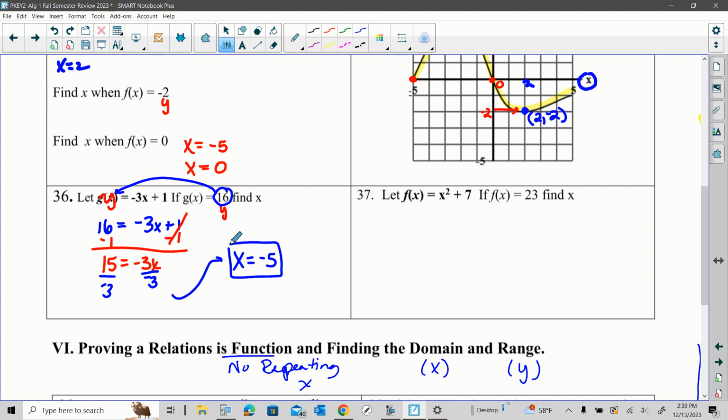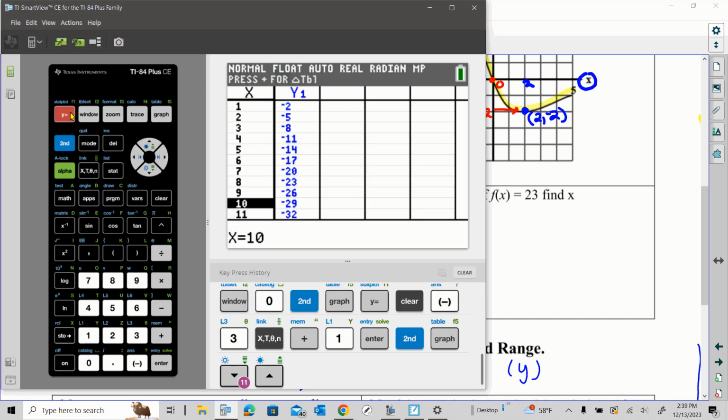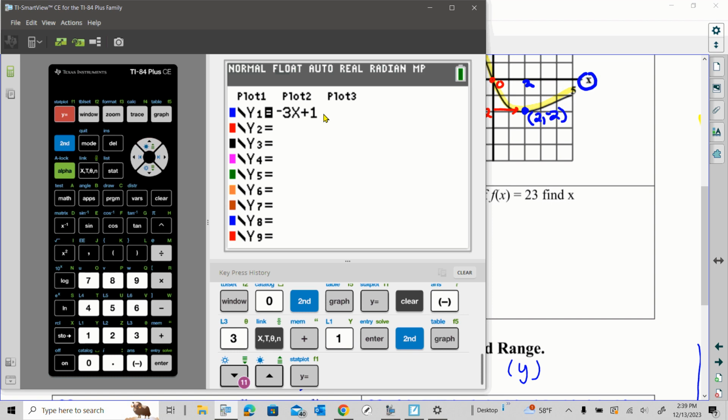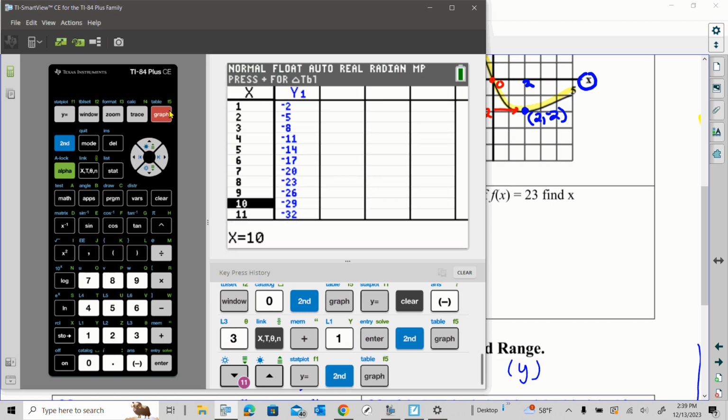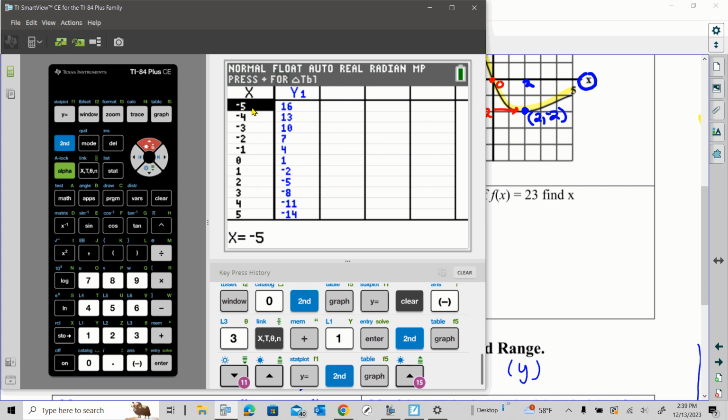Okay, now if you're not sure, remember, function notation is the same as a y. So if you're not sure, you could always go to the calculator, go to your y equals, type it in, and then go to your table. And we're looking on the table for when the y column, when the output, is 16. So here, these are all negative. So that means I need to go up. I need to go back. And then I can see right there, when x is negative 5, the output is 16. So you could use your calculator to get your answer here as well.